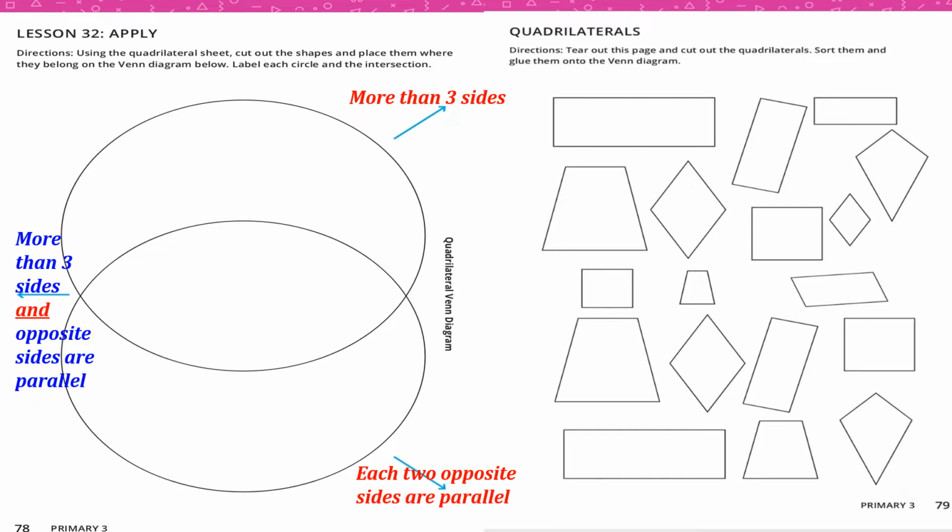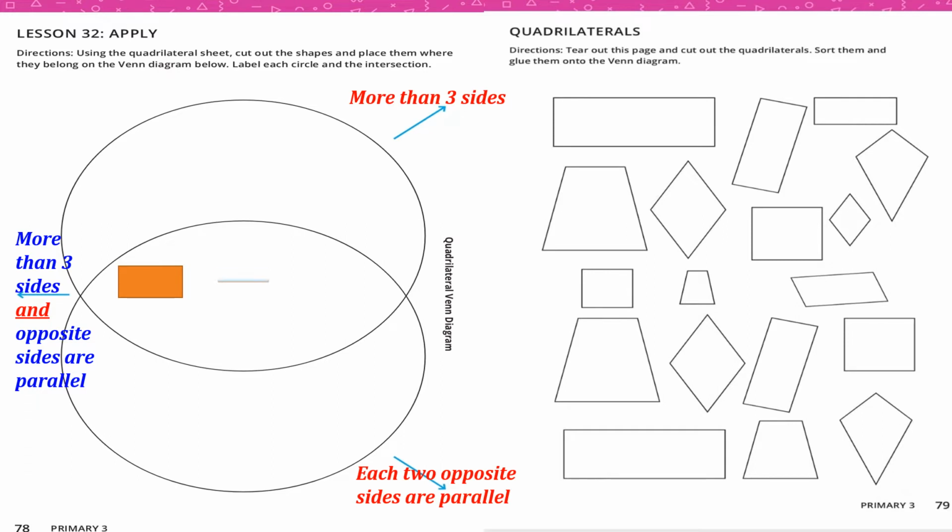Let's see together. We have here some shapes. The first shape is rectangle. Why I put it in the intersection area? Because rectangle has more than 3 sides. Yes, it has 4 sides. So it's more than 3 sides. Also, each two opposite sides are parallel. So it follows the first circle and the second one. Where should I put it? I will put it in the intersection area.